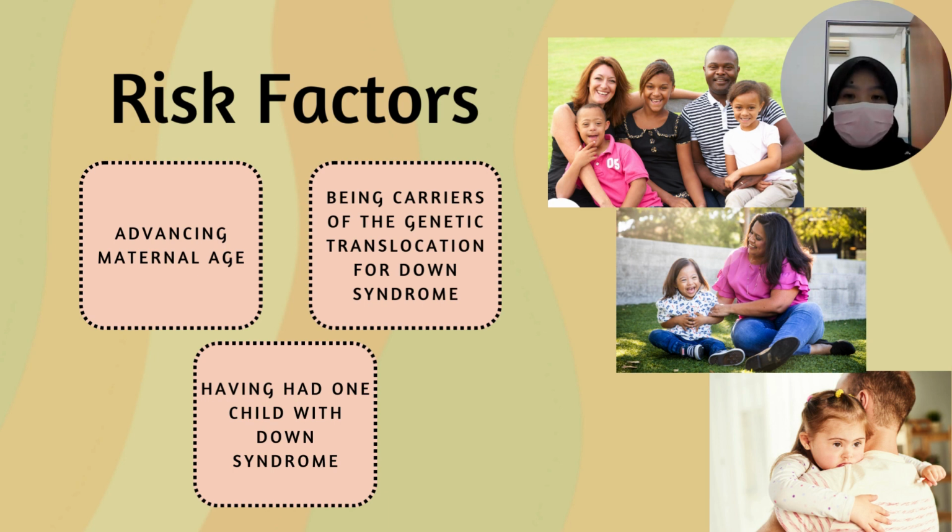The third risk factor of having a baby with Down syndrome is having had one child with Down syndrome. Parents who have one child with Down syndrome and parents who have a translocation themselves are at an increased risk of having another child with Down syndrome. A genetic counselor usually can help them in assessing the risks of having a second child with Down syndrome.